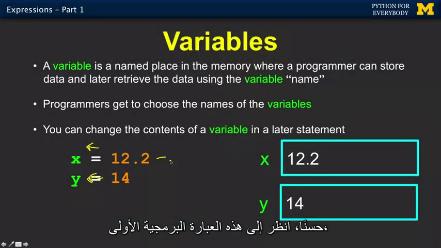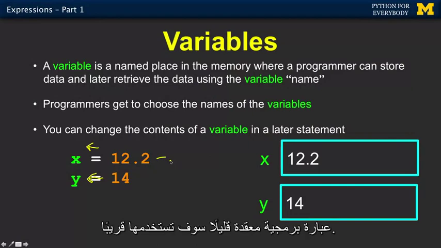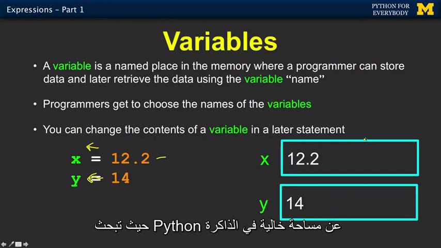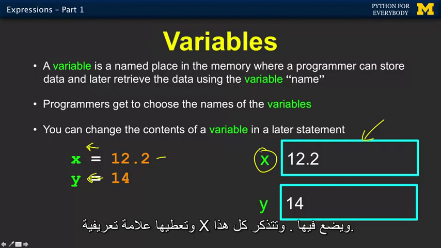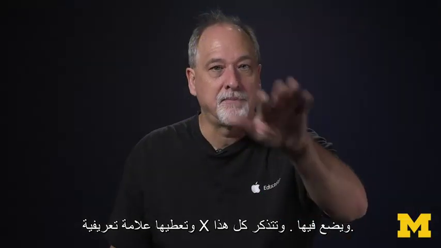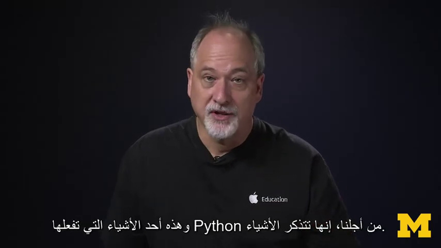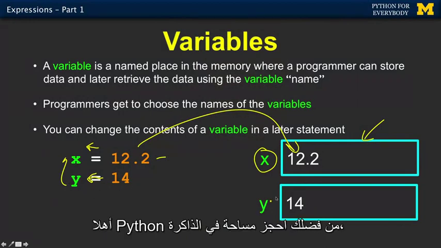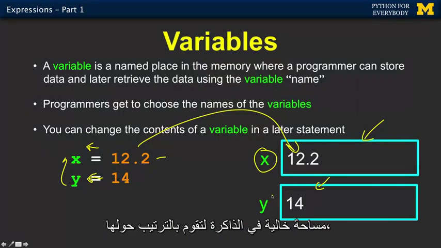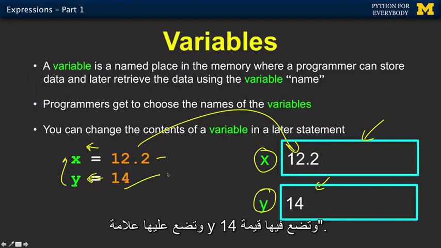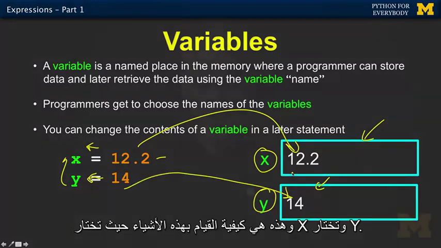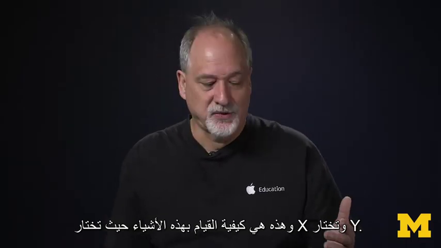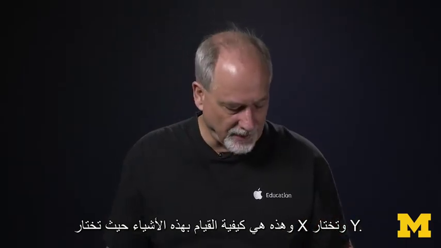So to look at this very first statement, what we're really saying is it's a pretty complex statement. After a while, you'll just use it. Python, find us a spare piece of memory somewhere and give it a label of X and put 12.2 in it. And remember all that stuff. That's one of the things that Python does for us. It remembers stuff. Then we go to the second statement. It says, oh, hey, Python, find some spare memory that you got laying around, label it Y, and put 14 into that. Okay? And so that's how these things work, and you chose X and you chose Y.